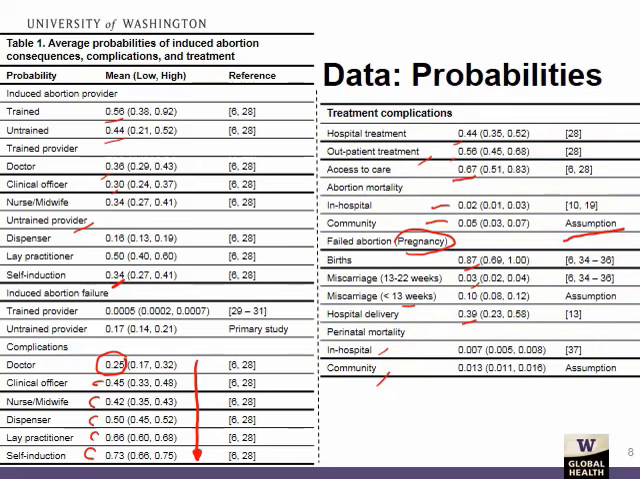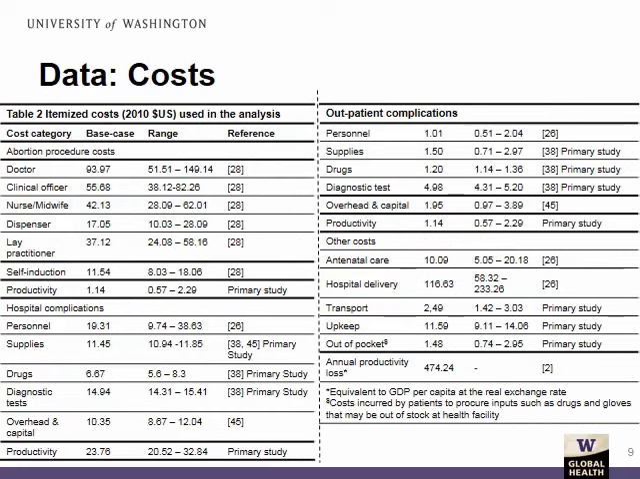And then switching to costs. So we had the costs of the abortion procedures in 2010 dollars. Of course, the doctors are more expensive, so the costs go down as the sophistication of the provider goes down. So you can see that doctors, it's nearly $100, clinical officers nearly 60, nurses 40, dispensers 17, lay practitioners a bit higher, 37. Self-induction is cheap, and you have productivity losses. Productivity losses were estimated based on the amount of time people lose when they are seeking abortion care.